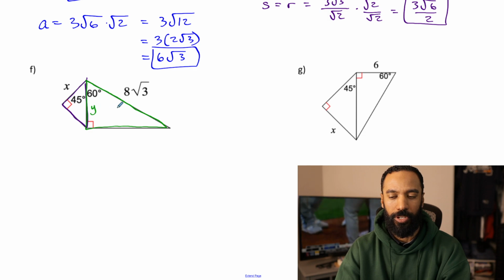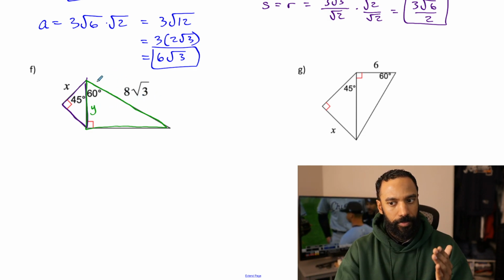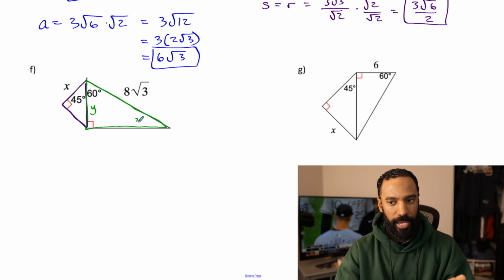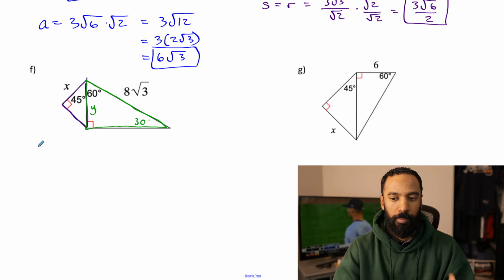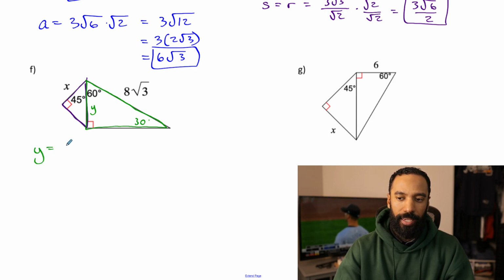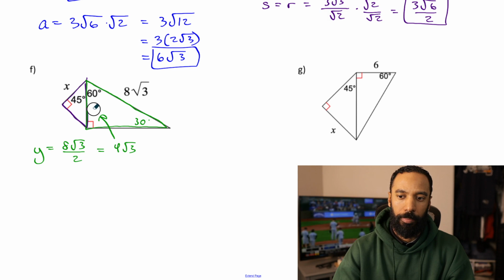And like before, I'll just call it y. This is the hypotenuse of your 30, 60, 90 triangle. Opposite the 30 should be twice as small. Y is 8 root 3 over 2, which is 4 root 3. That is this guy. So I'm going to go ahead and put that in. I got 4 root 3.